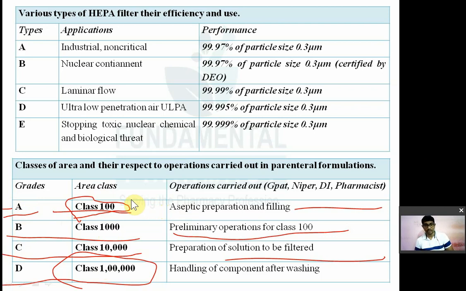Grade D means class 1 lakh area. So not more than 1 lakh particles per cubic feet of 0.5 micron size or more. It is used for handling component after washing.